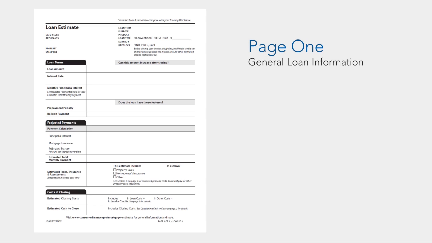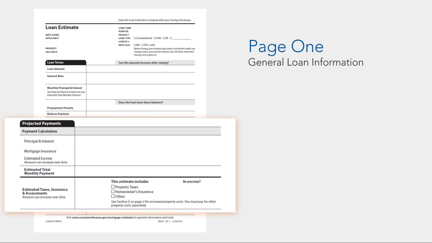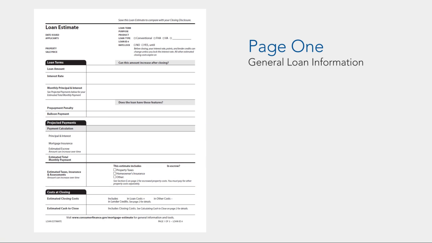Page 1 begins with general loan information and then includes sections for loan terms, projected payments, and costs at closing. It's important to note that the borrower will now be provided the estimated cash to close amount, which is not included on the current GFE.